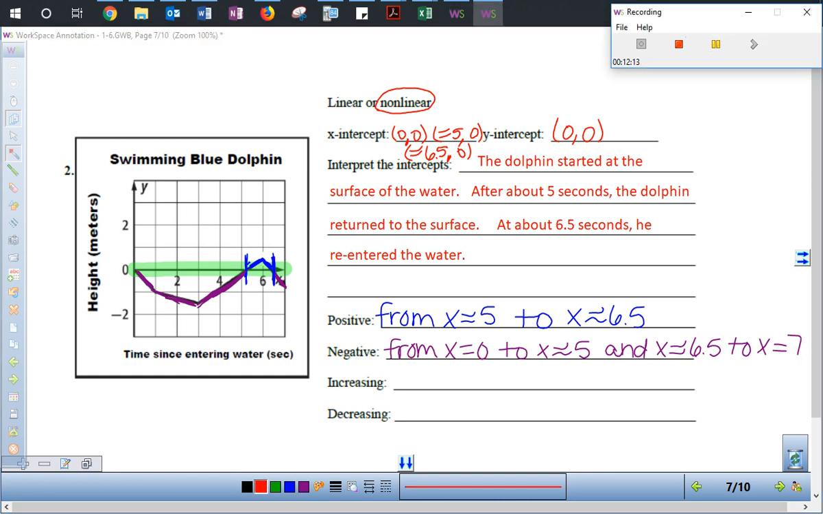So notice how my graph is negative in 2 different sections, and that's okay. Sometimes your graph will be negative in multiple sections, sometimes it'll be positive in multiple sections. It all just depends on what you're given.